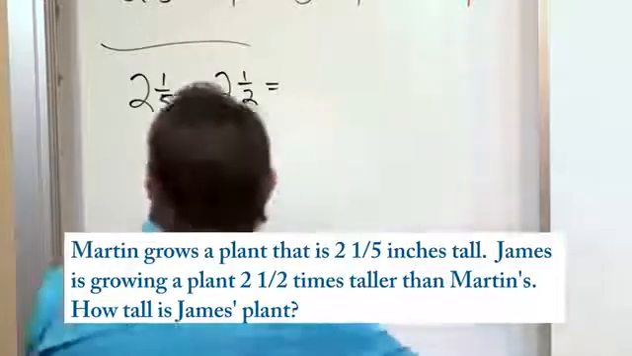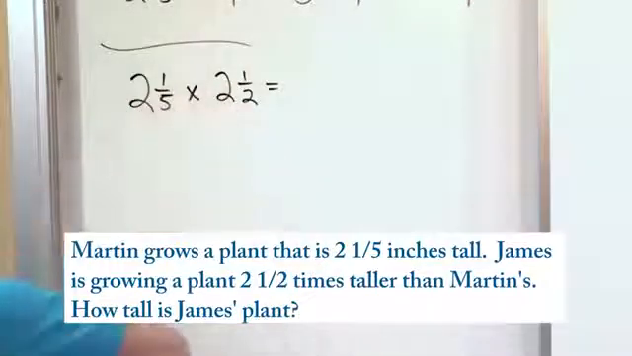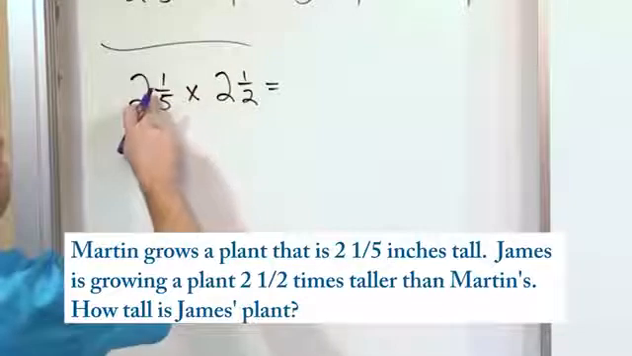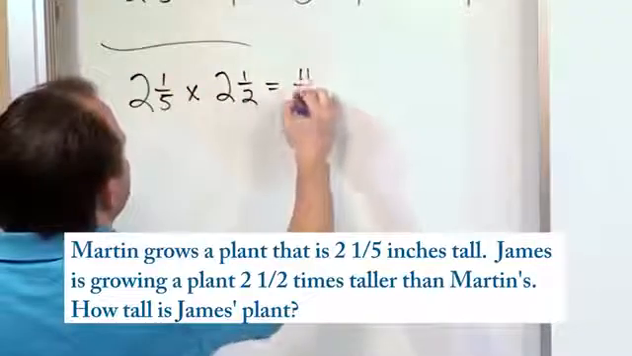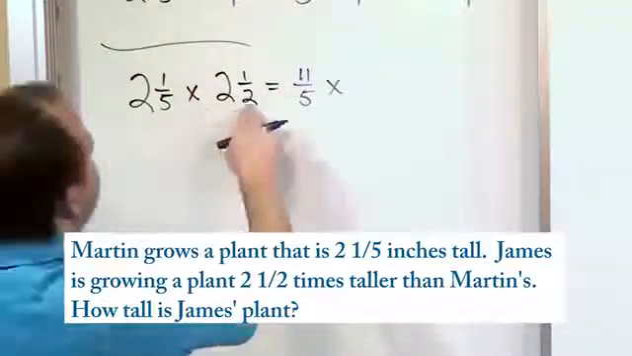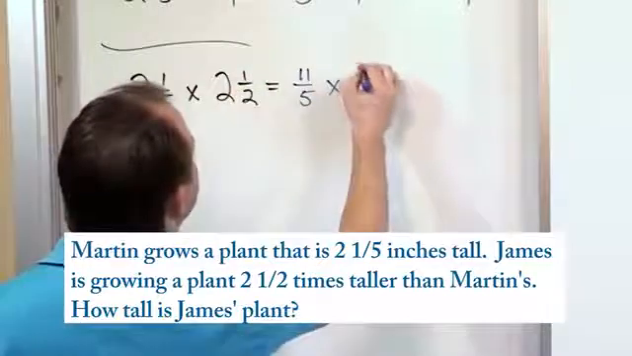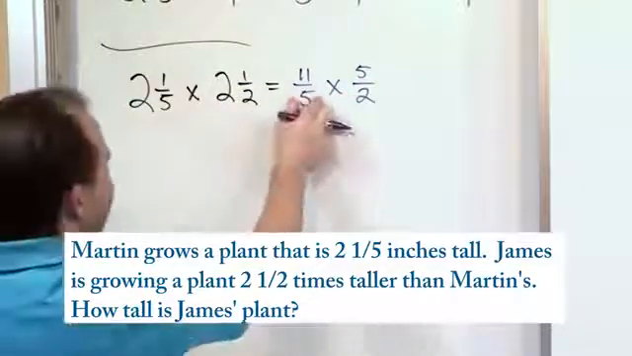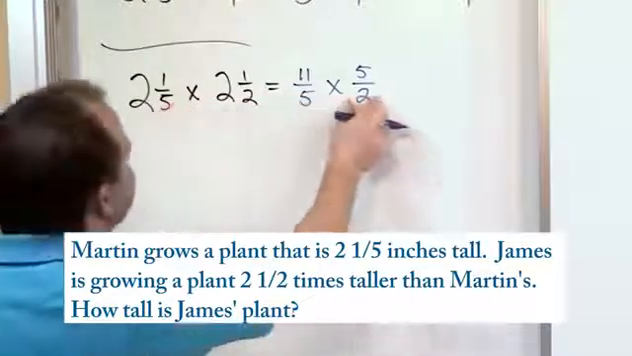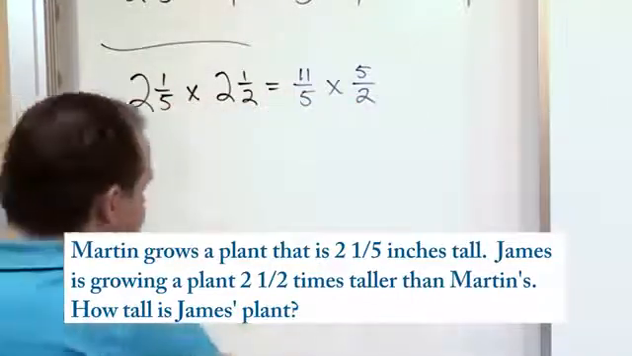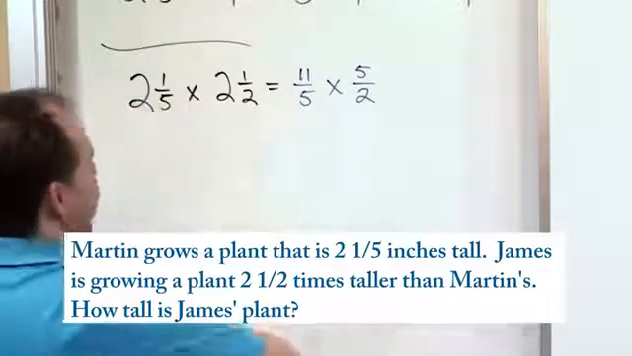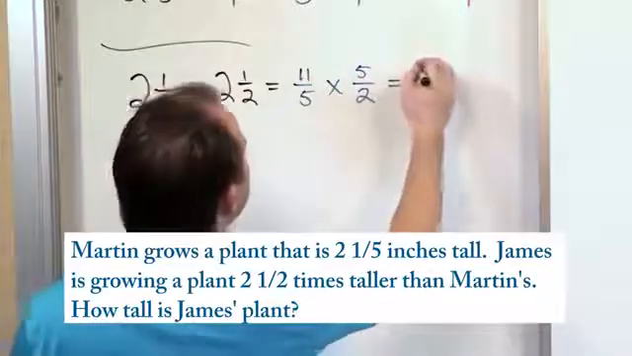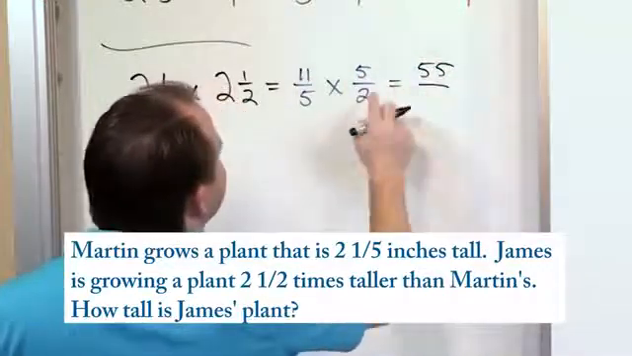All right, and so we have now two mixed numbers multiplying together. That's okay, we know how to handle that. We convert each of them to improper. 5 times 2 is 10, plus 1 is 11 over 5, and then we're multiplying by this one, which is 2 times 2 is 4, plus 1 is 5, and we write it over 2 here. We write this fraction over 5 because that's the denominator here. We write this fraction over 2 because that is the denominator there. Now that we have two regular fractions, well, they're improper, but we know how to multiply those together. 11 times 5 is 55. 5 times 2 is 10.